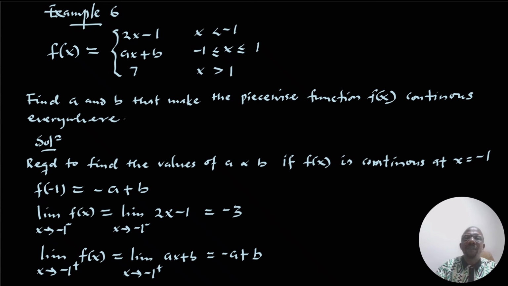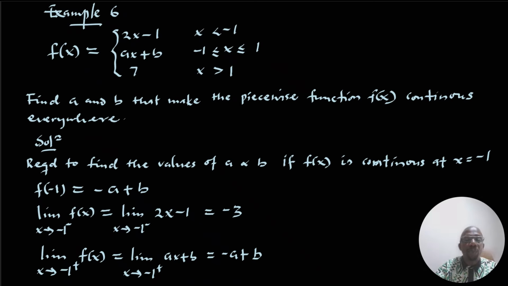The limit of f of x as x approaches minus 1 from the left side gives us the limit of 2x plus 1, because it's the first piece. x from the left side means x is less than minus 1. The limit of this equals minus 3, because by the time you put minus 1 into this, you get minus 3.